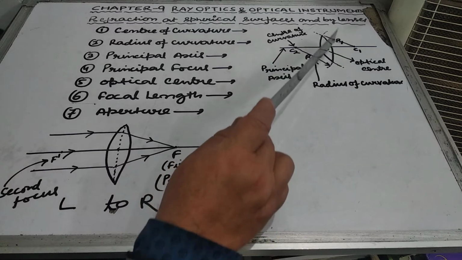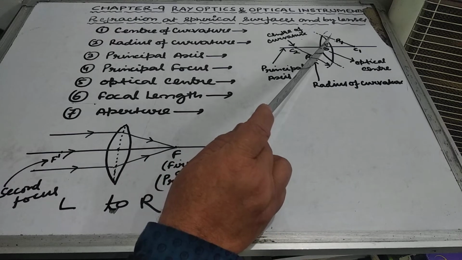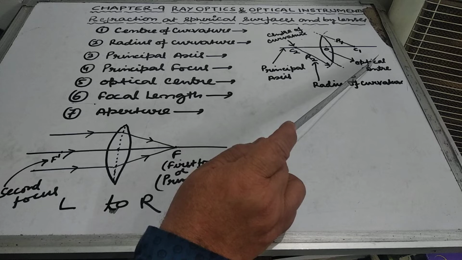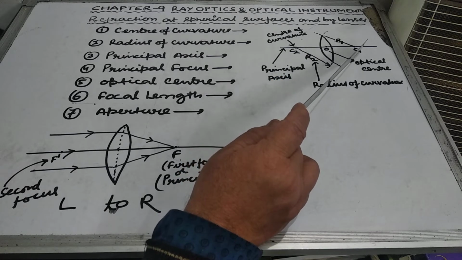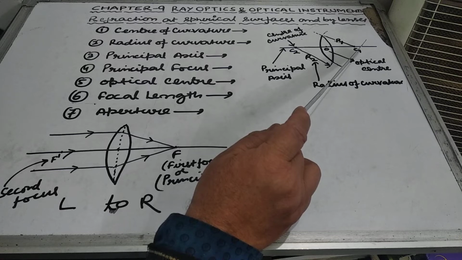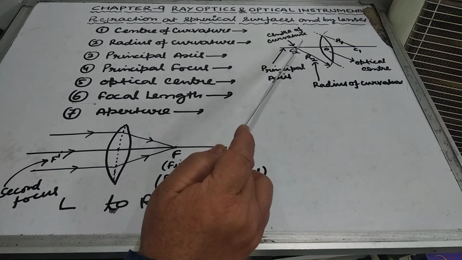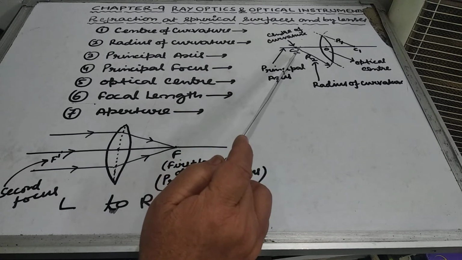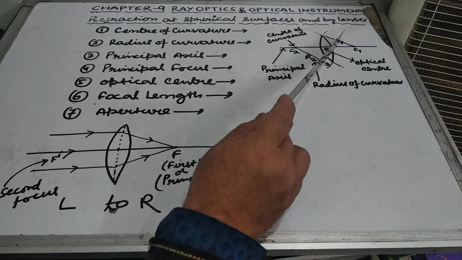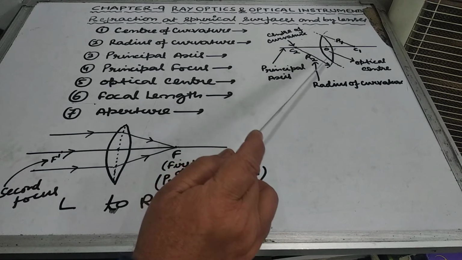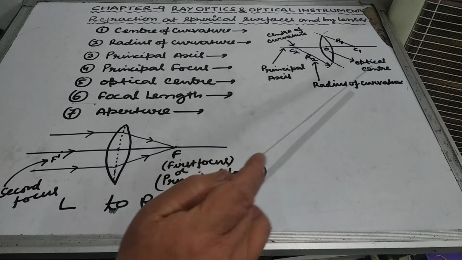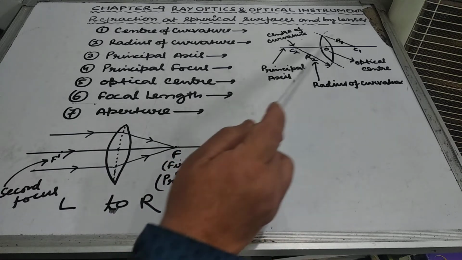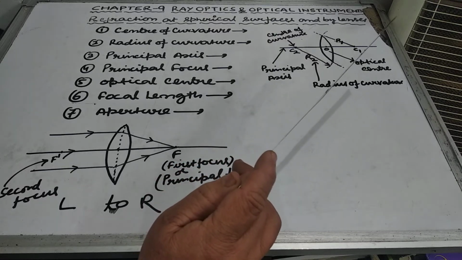Suppose this is a lens and this point O is known as the optical center. C1 is the center of curvature and C2 is the center of curvature. And this R1 is the radius of curvature, R2 is the radius of curvature, and this is the principal axis which is passing through the optical center.